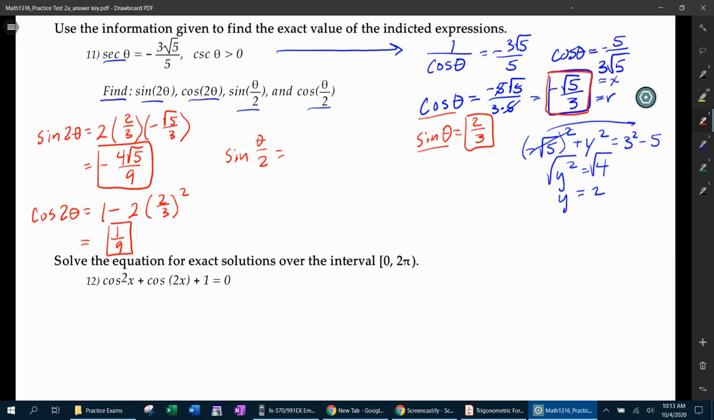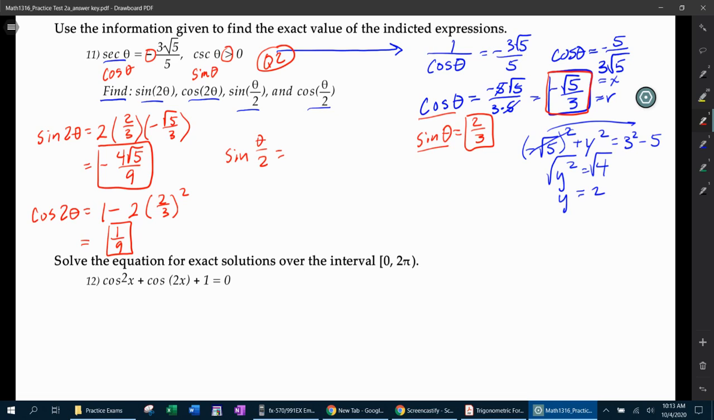Well, back to the beginning. Remember, secant related to cosine, cosecant related to sine, and notice that cosine is negative, but sine is positive. So where is sine positive other than quadrant 1? That's going to be quadrant 2. So this is a quadrant 2 angle.